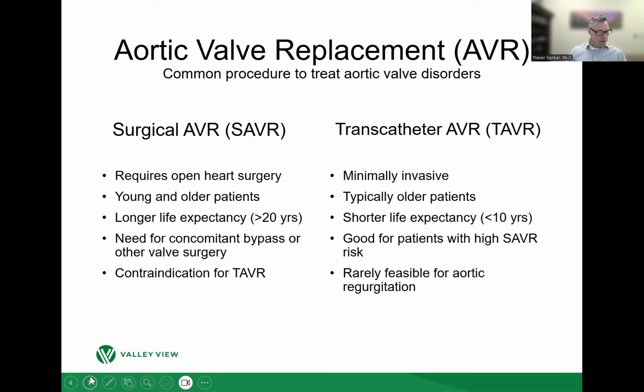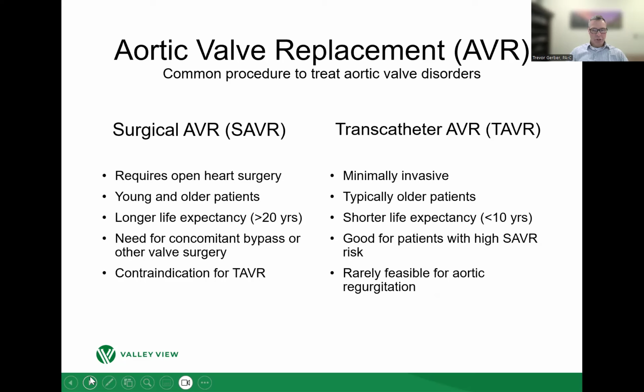Most commonly, patients with aortic valve disorders require aortic valve replacement. This can be performed via two approaches. Surgical aortic valve replacement is done via open heart surgery, and a transcatheter aortic valve, also called TAVR, is done minimally invasively.